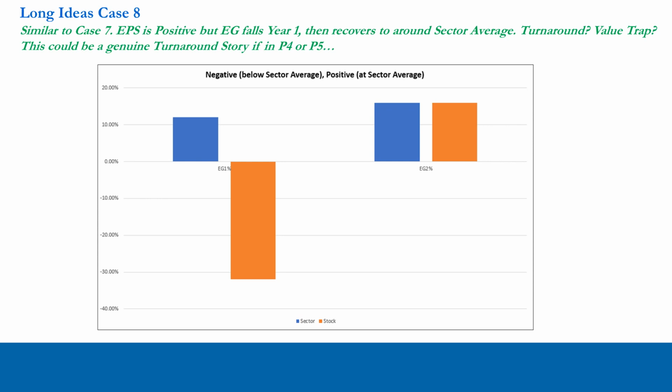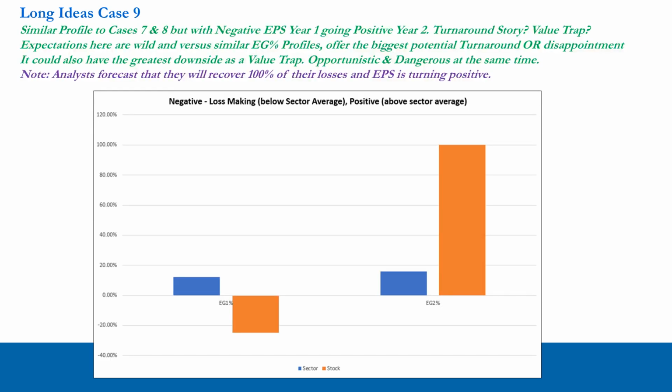Moving on to case number 9, this is where we have the case where we've got a backdrop of negative EPS. So it's a similar profile coming from an earnings growth position of weakness to relative strength in year 2, but we have a backdrop of negative EPS. The company, the operation is loss-making. So we have negative earnings growth in period 1 with a backdrop of negative EPS, a loss-making company, and the earnings growth in period 1 is underperforming the sector.